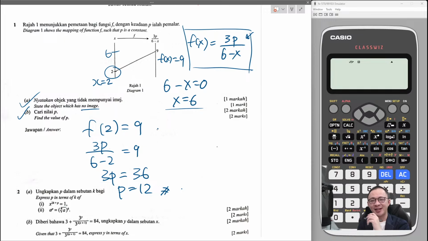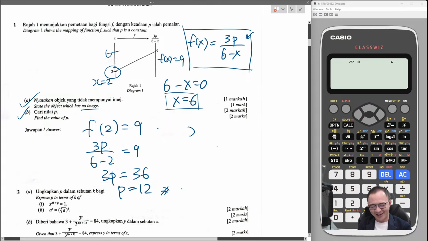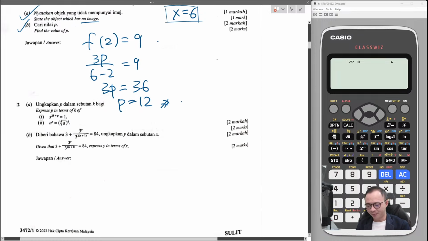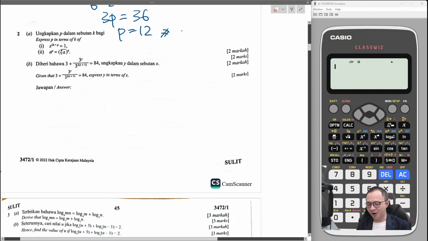Right now they are not asking you x cannot equal what value. They ask you to state the object. What is your object? I believe your object will be 6, isn't it? Or the answer says x is not equal to 6. It's sort of weird, right? Because the object is my x value, right? So over here, I will just say x equals 6. Unless the marking scheme says otherwise, then you let me know. Alright, number 1, not that bad.